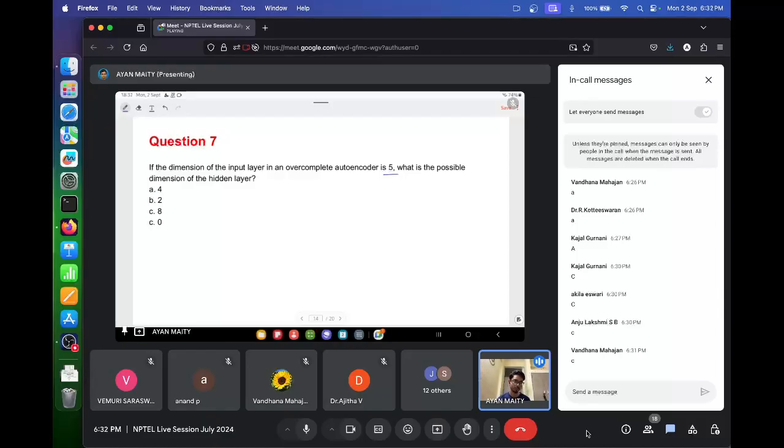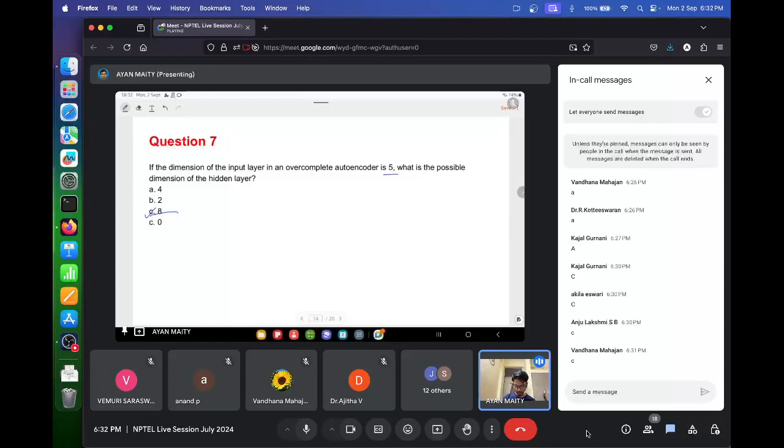Kajal says option C, Akila Ishwari says option C, Anju Lakshmi says option C, Vandana Mahajan says option C. So the correct answer is option C.